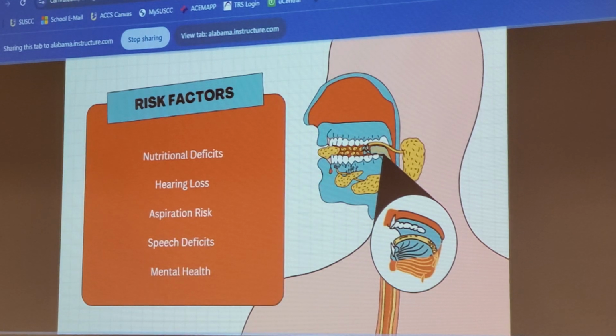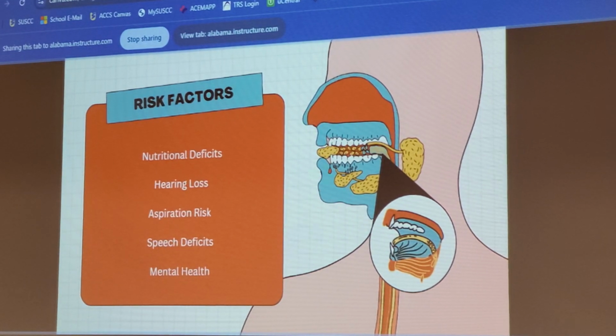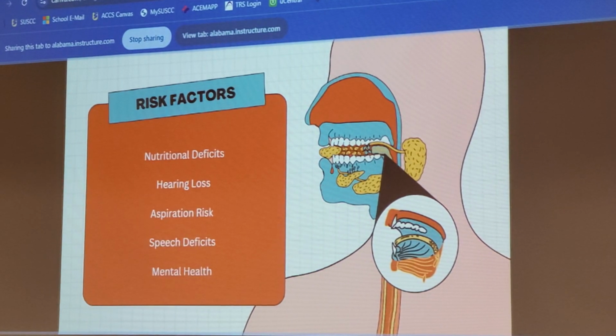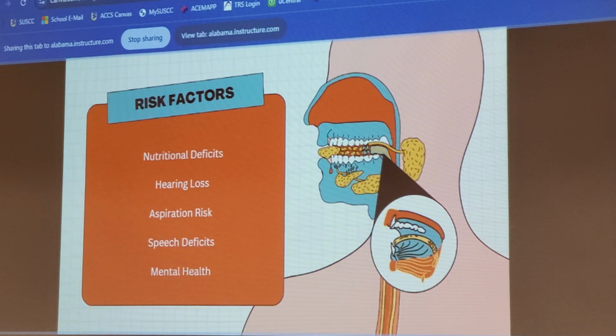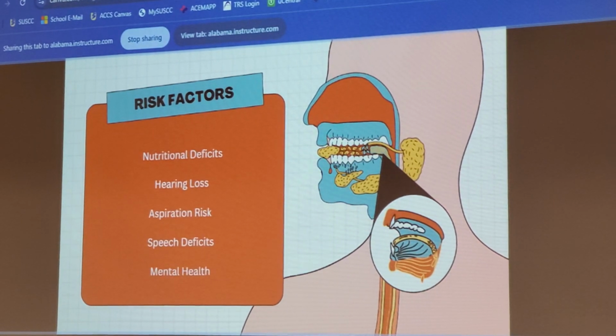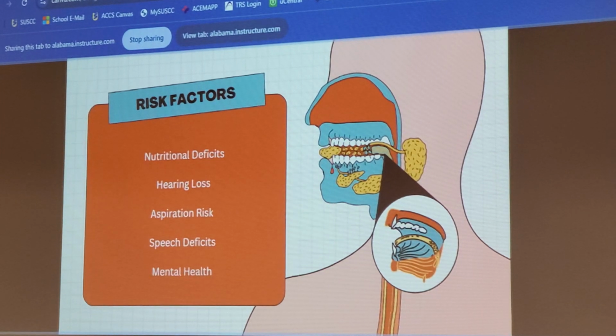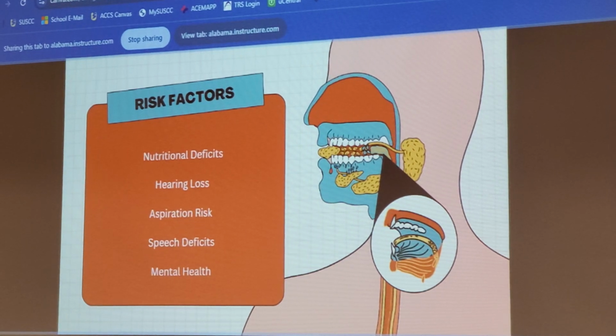Speech deficits. So babies are starting to speak, starting to babble a little bit. Even in those first couple of years of life, if we don't get this treated right off the bat, then they're going to have some speech delays. But mental health in there as well, it's really hard to assess the mental health of an infant, but we're thinking about the mental health of the parents, okay, as well.